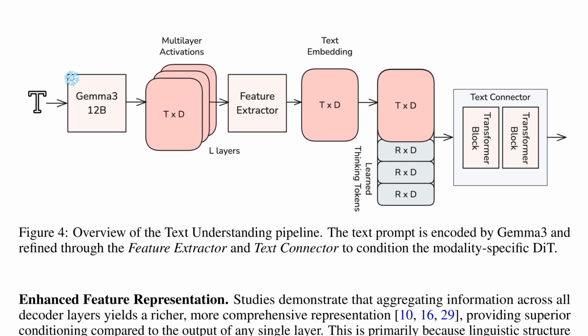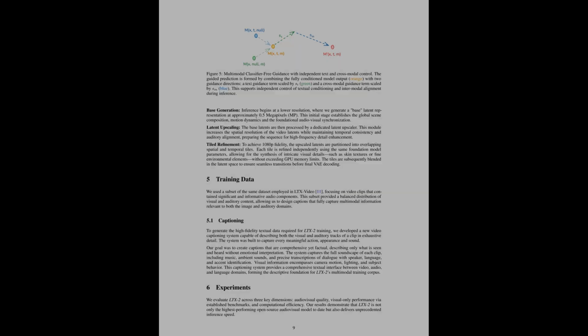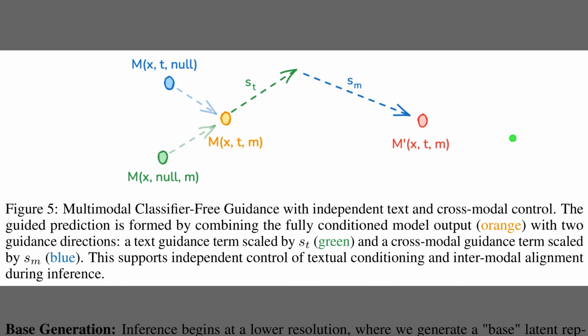Okay, while Figure 3 focused on synchronization, Figure 4 breaks down the text understanding pipeline. On the left, the process begins with a frozen Gemma 3 12B backbone. Crucially, the pink stack labeled multi-layer activations shows that the model extracts features from every layer, not just the last one, to capture deeper linguistic meaning. Next, the gray blocks labeled learned thinking tokens are appended to the sequence. These tokens refine the prompt before it flows into the text connector on the right, which formats the signal for the diffusion model.